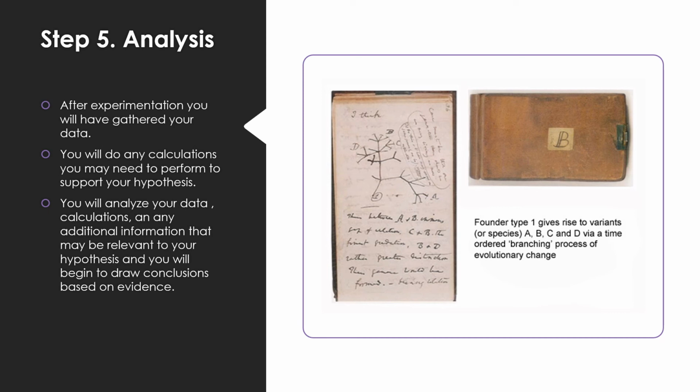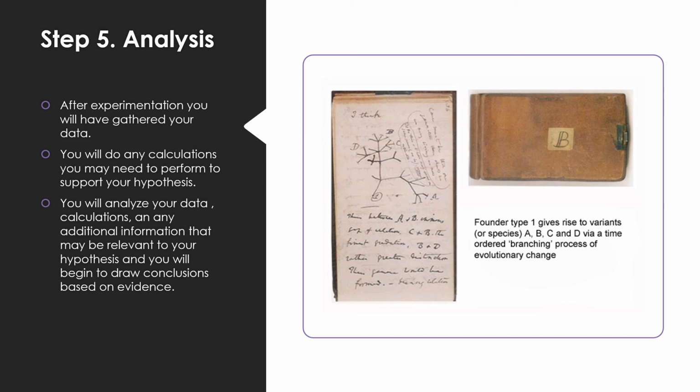Step 5 of the scientific method is analysis. So after your experiment, you're going to have gathered your data. And this is at the point where you will do any calculations you need to perform to support your hypothesis. You'll analyze your data, calculations, any additional information that you think might be relevant to your hypothesis. And then from there you will begin to draw conclusions based on evidence.